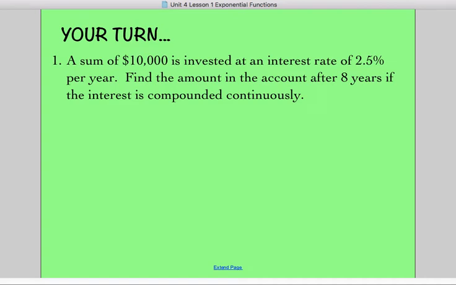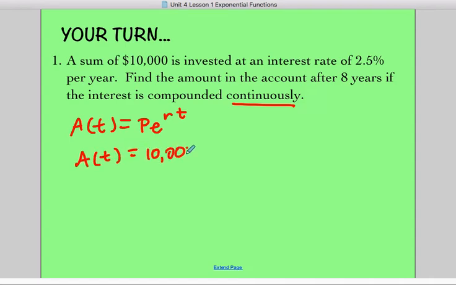A sum of $10,000 is invested at an interest rate of 2.5% per year. Find the amount in the account after 8 years if the interest is accumulated continuously. So as soon as I hear continuously, I know I am using PERT, P e to the rt. Okay. So my principal is how much money I started with, $10,000. e is not a variable, it is a number, so I can just write it out.